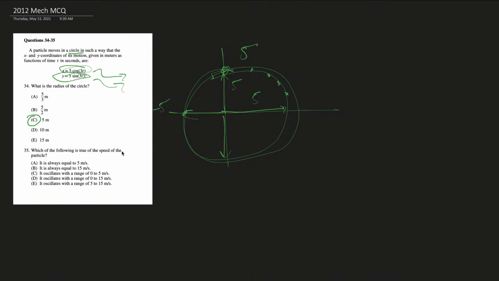Which of the following is true of the speed of the particle? Now, this one's a little trickier. You have to realize that this is going in a circle, which would mean it's going in centripetal motion, right? And you know that because this is moving in a centripetal motion, the speed stays constant. It's always the same across each point. All that happens is that some of the x component goes to the y component. It just keeps going back and forth between them, but the speed is always the same.